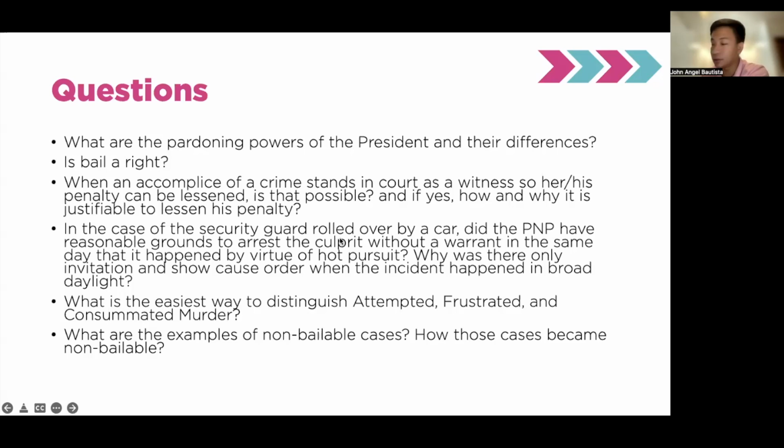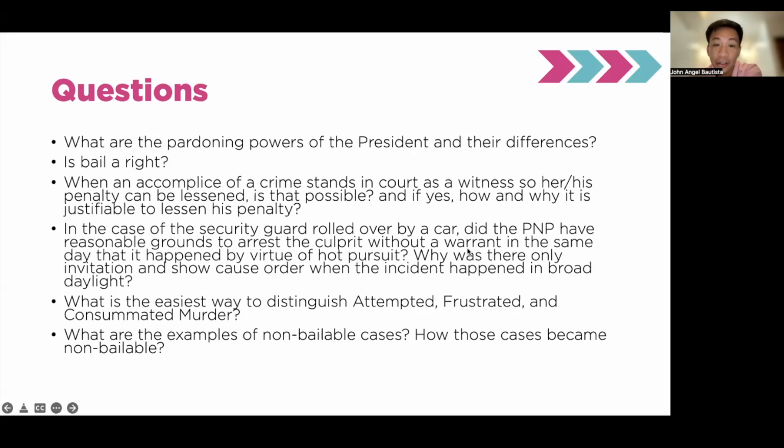Justifiable ba na nabawasan ang penalty or tanggalin absolutely yung penalty nila? Oo naman. They are risking their lives to be witnesses. And kung wala yung witness, kung wala yung testimony nila, hindi naman magpo-proceed yung kaso. So it is only fair that matanggalan sila ng penalty.